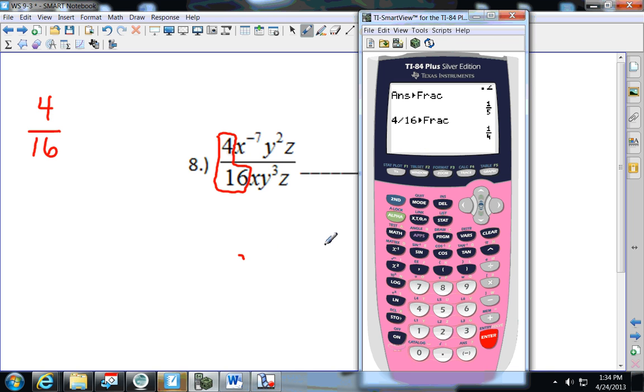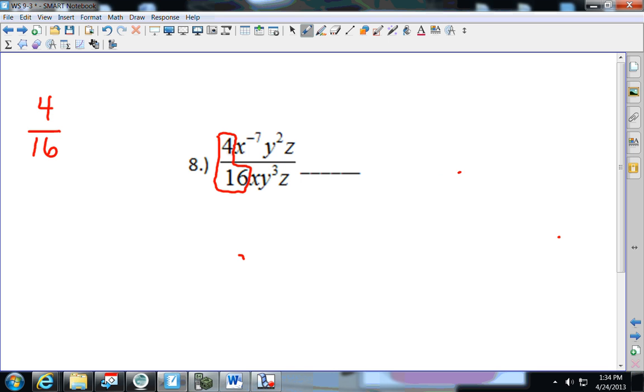So I'm going to have 1 over 4. Well, actually, let me write it like that. I'll just write it as 1/4, and then we'll do all that. So I have 1/4. Now, negative 7 minus 1. X to the negative 8. You take the top number minus the bottom. Negative 7 minus 1 is negative 8. The y's. 2 minus 3 is y to the negative 1. The z's make 0 and cross out.